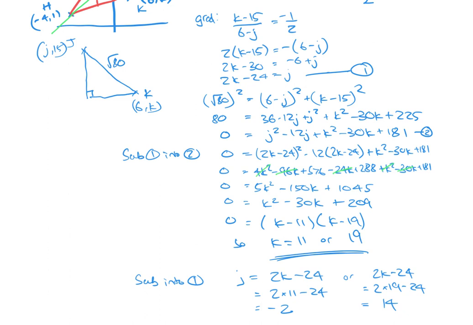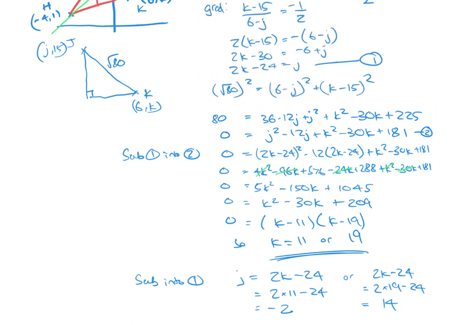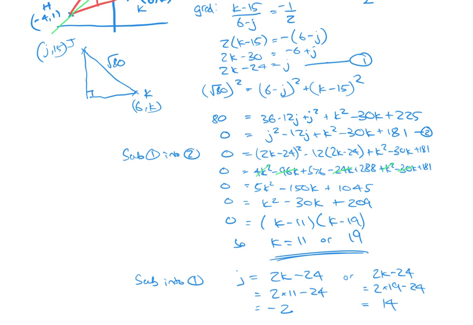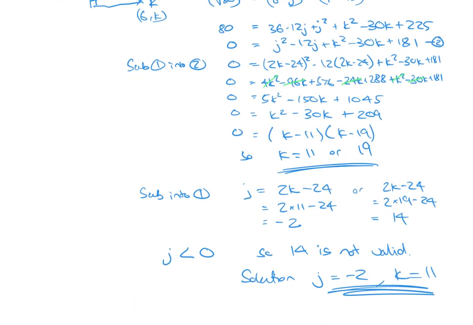2 solutions because it's a quadratic. Substitute back into one of my equations. Let's go for the simple one up here, and then that gives us 2 different values. Refer back to the information in the question, and that tells us that one of the solutions is valid, one of the solutions is not valid, and then we have our answer.